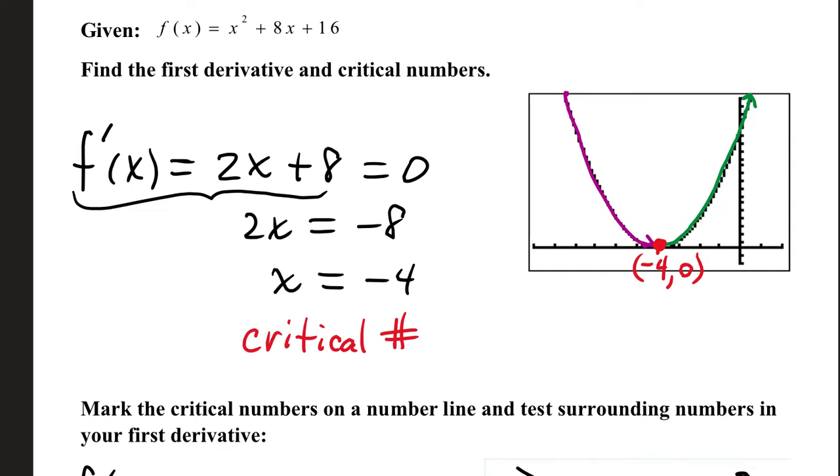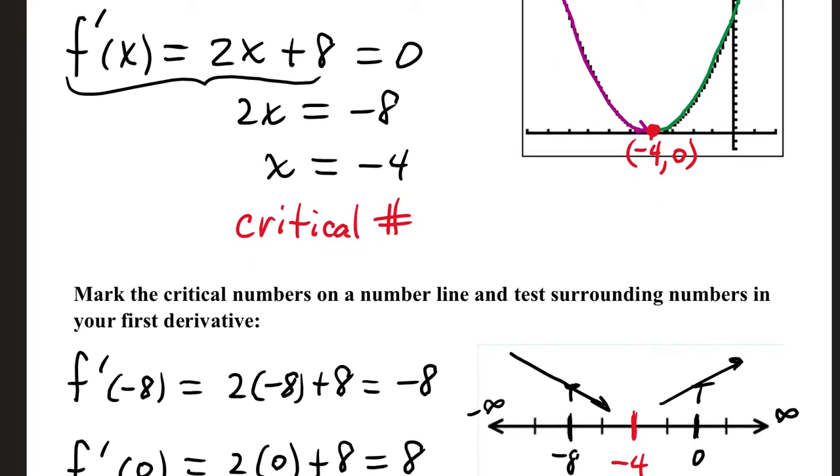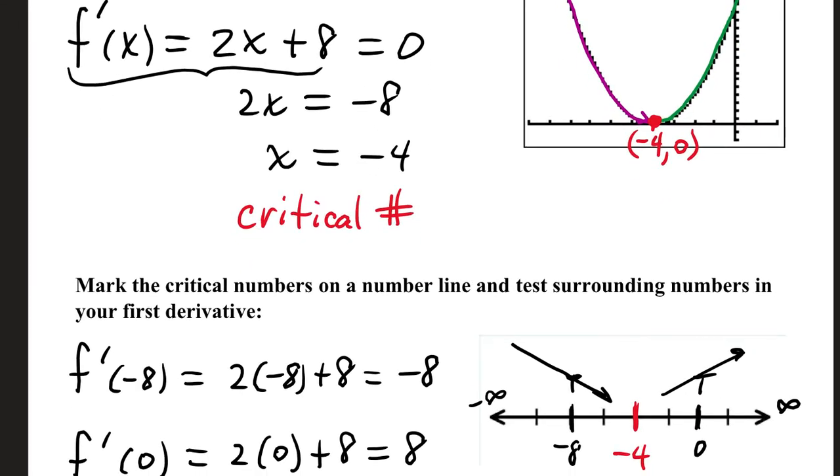Marking -4 on a number line, testing left and right of it. In class, we decided to go with a -8 and a 0. -8 plugged into your first derivative gave a negative answer, so our rate of change is decreasing. The test number to the right of the critical, we picked 0, and that's always a good choice. 2 times 0 plus 8, again in the first derivative, gave us a positive value, so we're increasing.